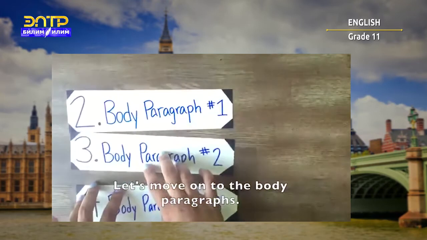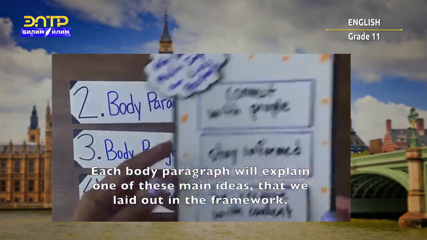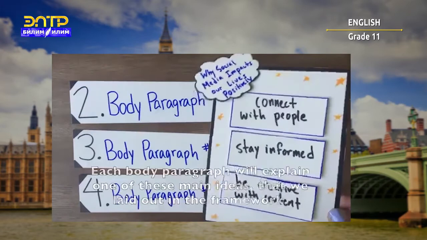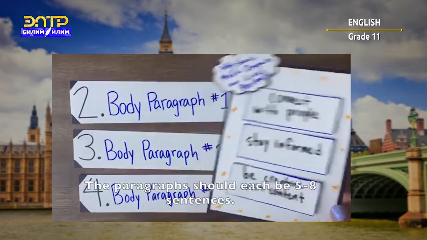Let's move on to the body paragraphs. Each body paragraph will explain one of these main ideas that we laid out in the framework. The paragraphs should each be 5 to 8 sentences.